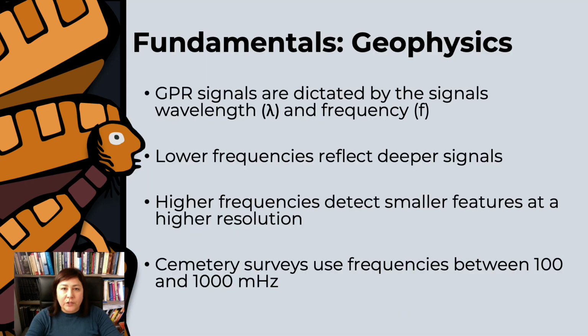The behavior of a GPR signal traveling through the ground can be complex. Its movement is dictated by the signal's wavelength and frequency, which are inversely related. The lower the frequency, the greater the depth a GPR signal can travel through the ground. Conversely, with higher frequencies, the GPR will travel less distance, but detect smaller features at a higher resolution. If GPR is configured for deeper penetration, it will only detect bigger objects.